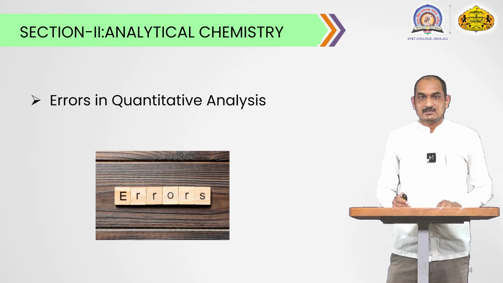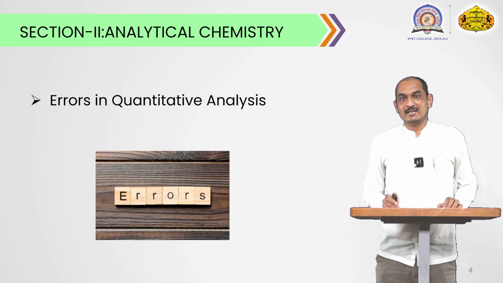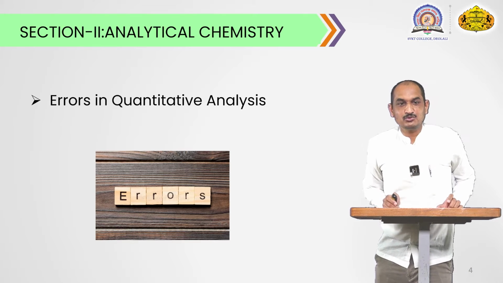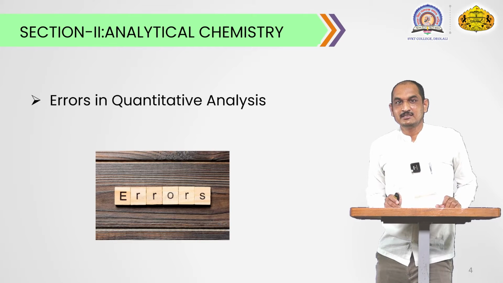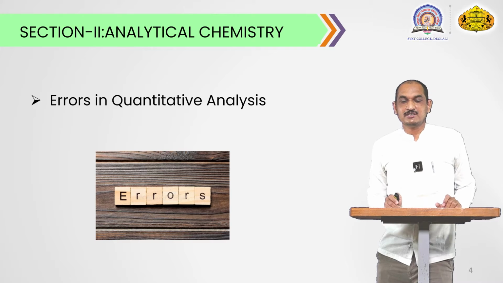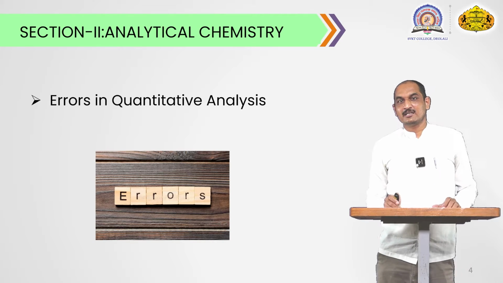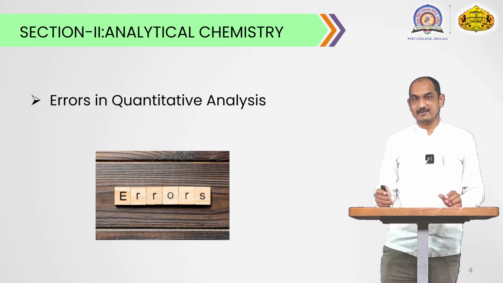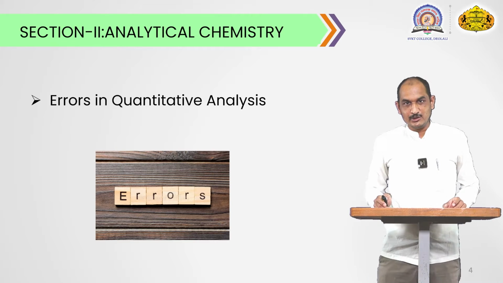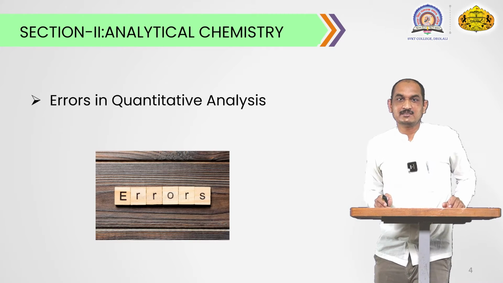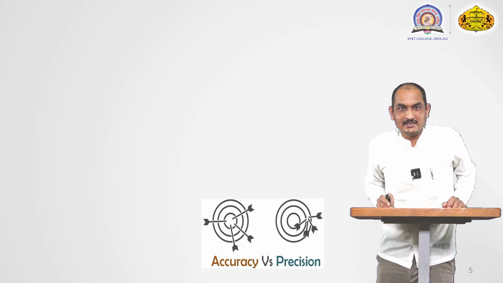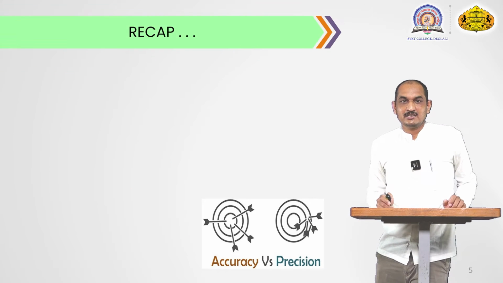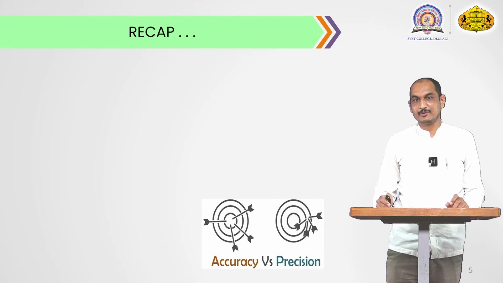We know that the course Physical and Analytical Chemistry has two sections. The first section is physical chemistry and the second section is analytical chemistry. Our topic, errors in quantitative analysis, is included in the second section, that is, analytical chemistry. Before starting today's session, we take a quick recap of our previous session.